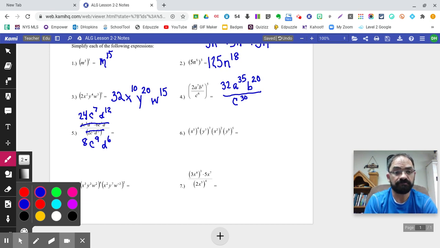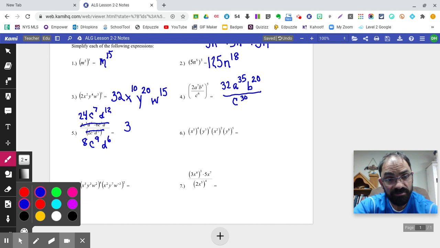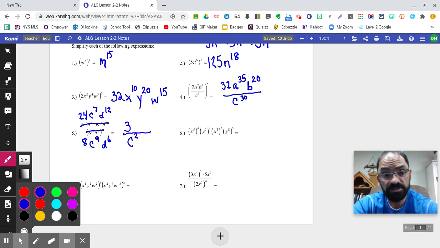Now I can divide. 24 divided by 8 is 3. C to the 7th divided by c to the 9th. So remember, when we divide exponents with the same base, we subtract. So 7 minus 9 is negative 2. I cannot show negative 2 in the top. So if I bring that exponent down, it's c to the positive 2, or c squared. Now the d's. 12 minus 6 is 6. That'll stay at the top.